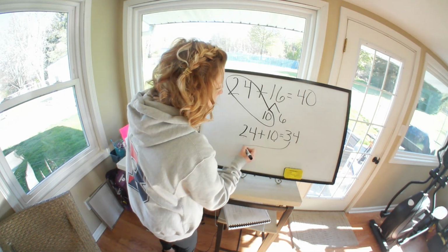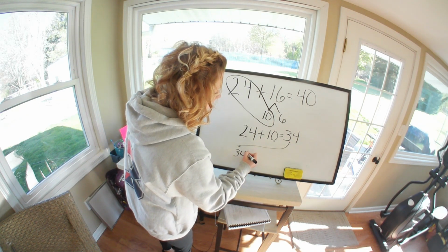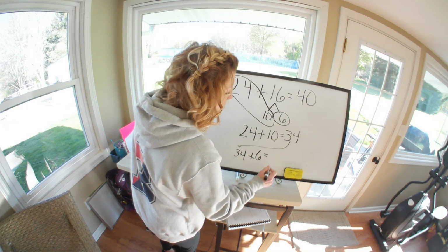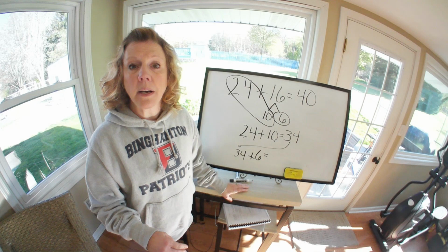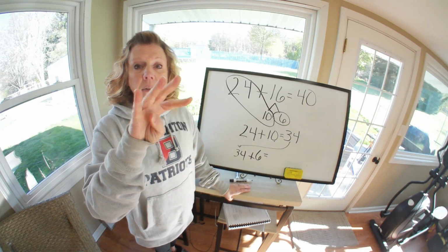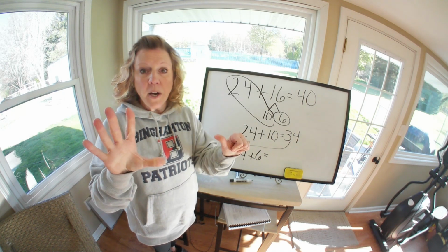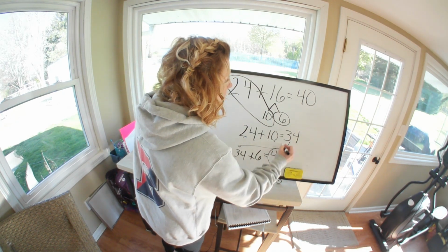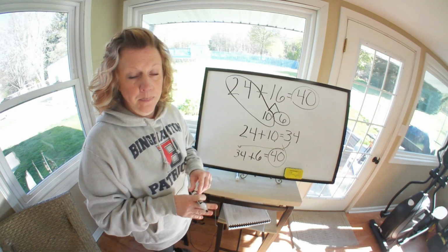So now we're going to bring the 34 down, add it to the number that I didn't use, which is 6. And again, you can do this. We're going to punch 34 and count up 6. 34, 35, 36, 37, 38, 39, 40. So we came up with 40, which again is the same answer we got before.